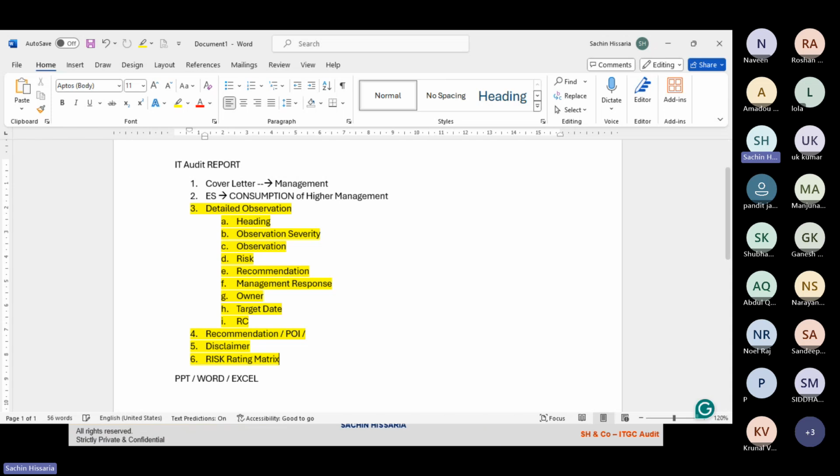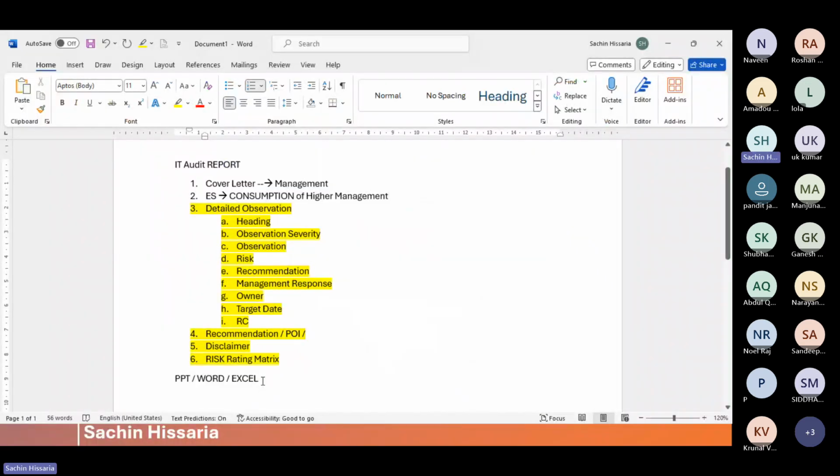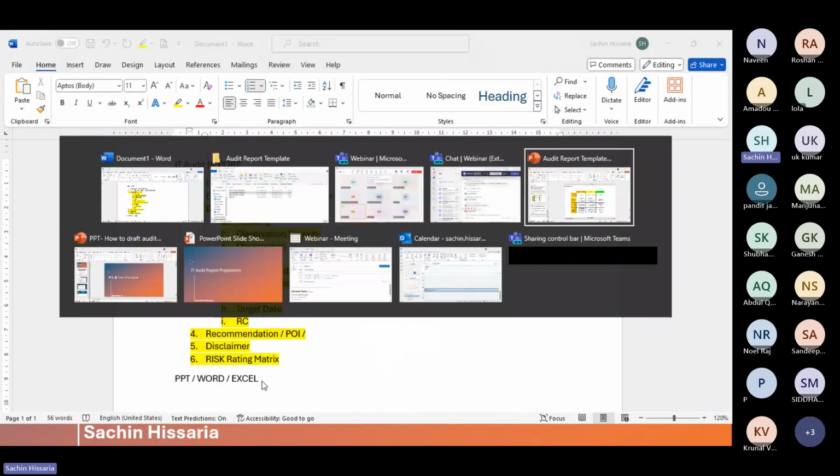And this myth is also clear, guys: PPT, Word, Excel, it can be prepared in any format. Is this clear? Now we're going to discuss each and every topic in detail, but till now everything is clear, guys. Any query, any doubt you can ask. This is clear, guys. Okay.